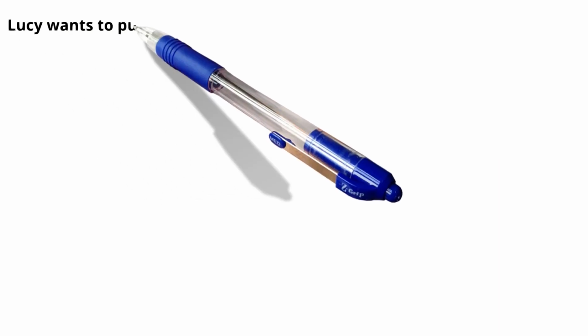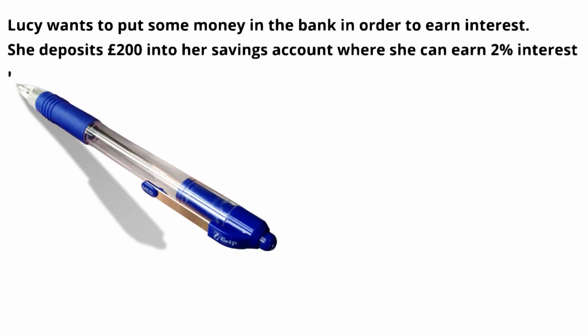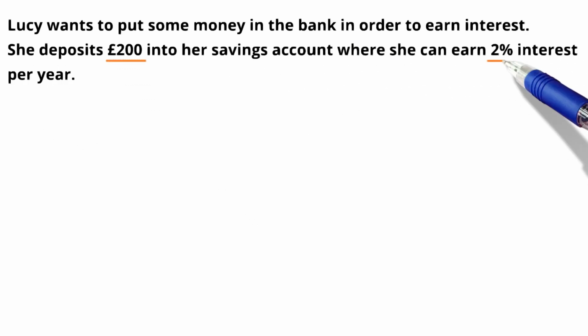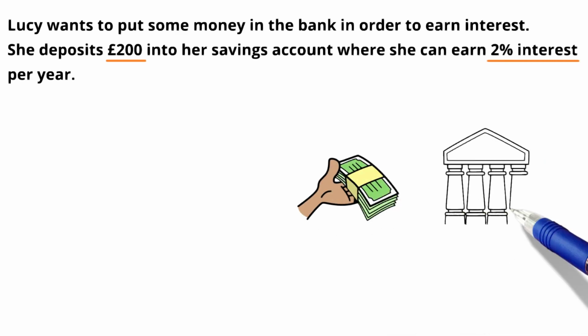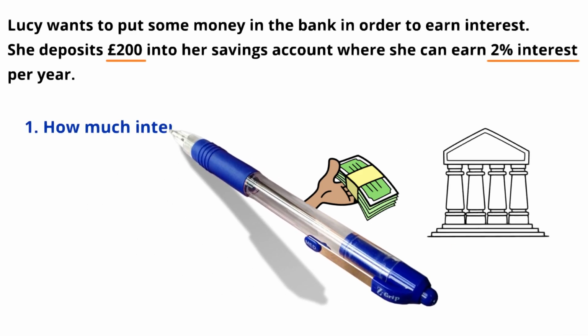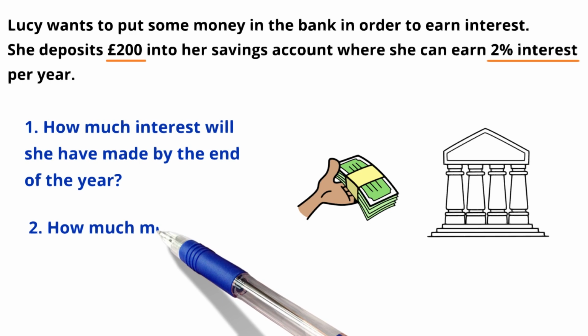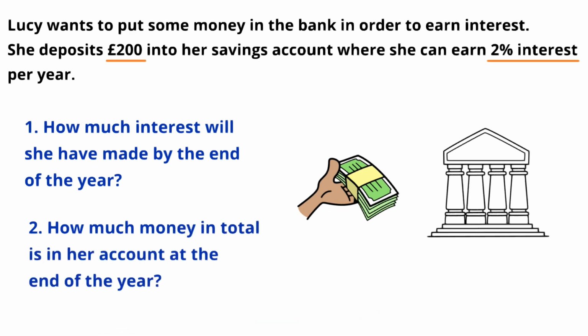Lucy wants to put some money in the bank in order to earn interest. She deposits £200 into her savings account where she can earn 2% interest per year. With this knowledge, we're going to answer the following two questions. 1. How much interest has Lucy made at the end of the year? 2. How much money in total is in Lucy's account at the end of the year?